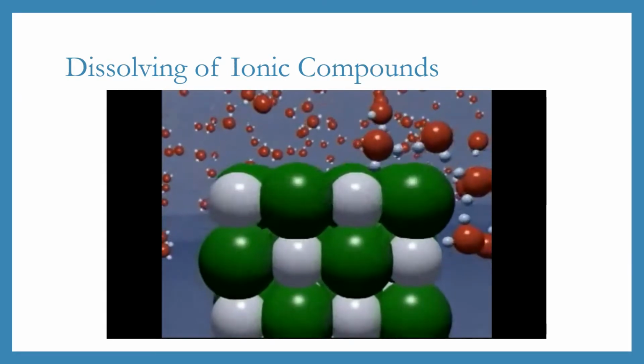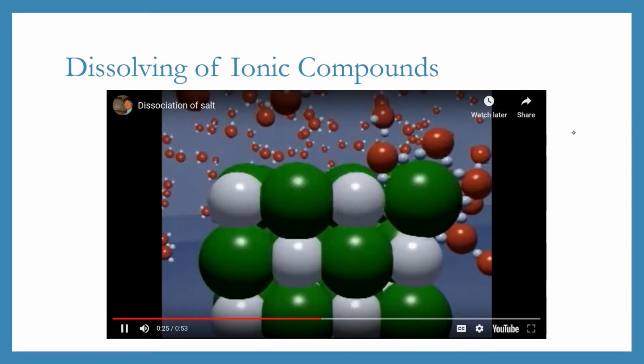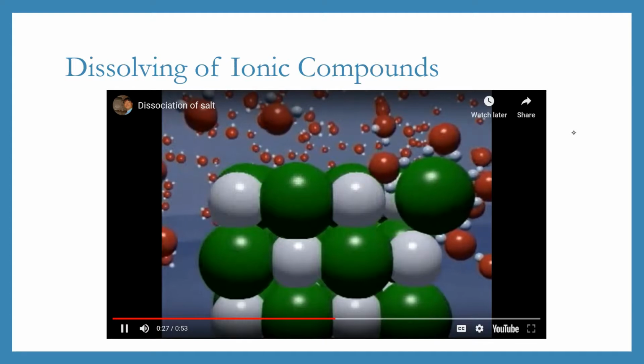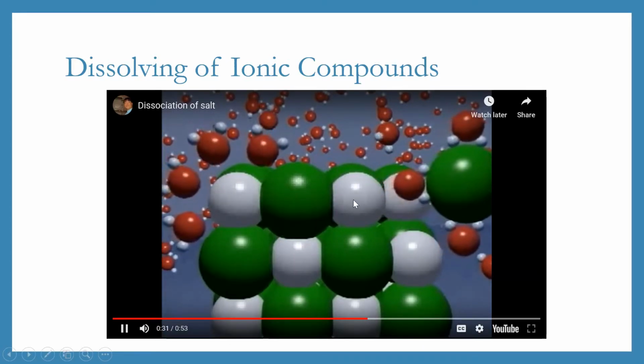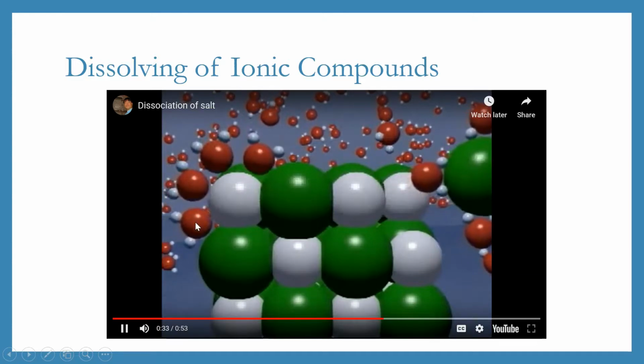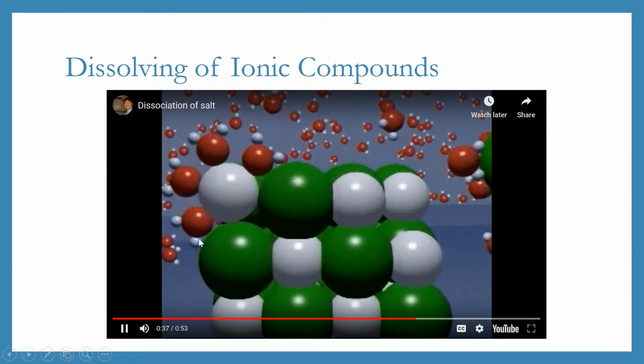So the hydrogen ends, the positive hydrogen of water, are going to pull out that Cl minus. That's the Cl minus leaving. That's a Cl minus. This is an Na plus, and the negative oxygens will surround that Na plus and be pulled away.